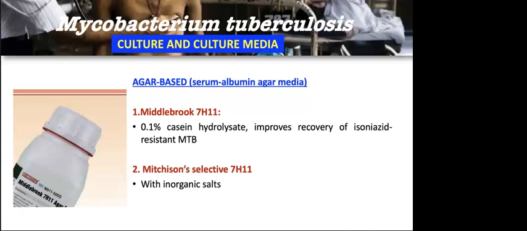And then this Mitchison's selective 7H11 would also contain inorganic salts to allow successful growth or isolation of your Mycobacterium tuberculosis.